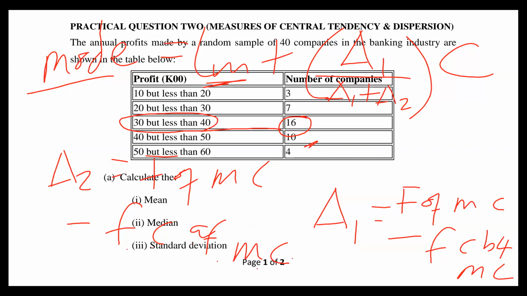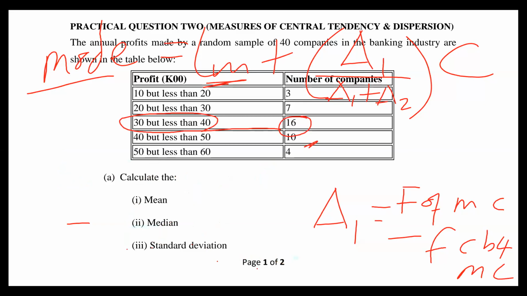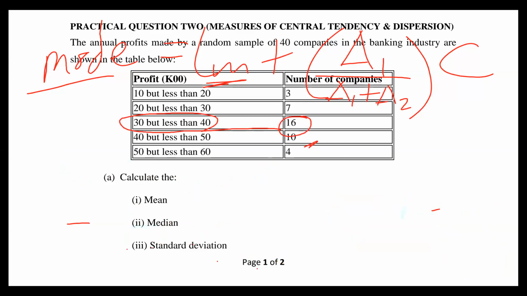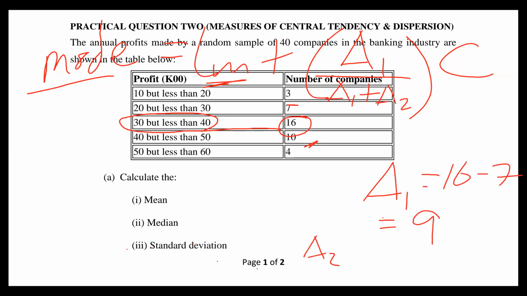So you start finding the parameters. Let's find delta 1. What is delta 1? Delta 1 is found by saying 16 minus 7, which is the class before the model class. What do you find? 9. It's 9. Then delta 2 is found by saying 16 again minus 10. What do you find? 6. Right. So you have found delta 1 and delta 2.